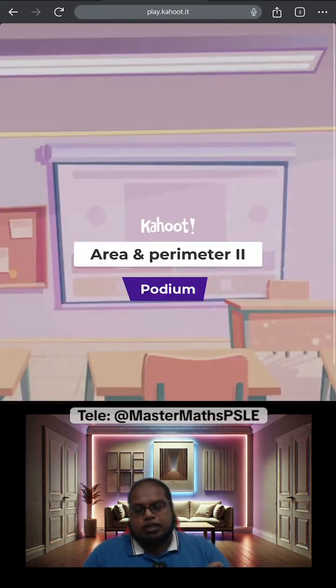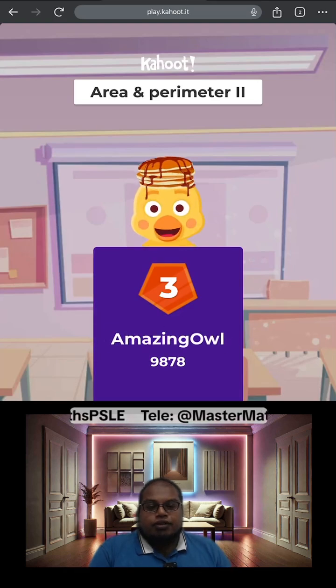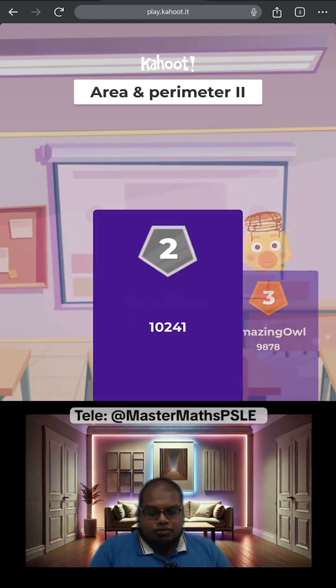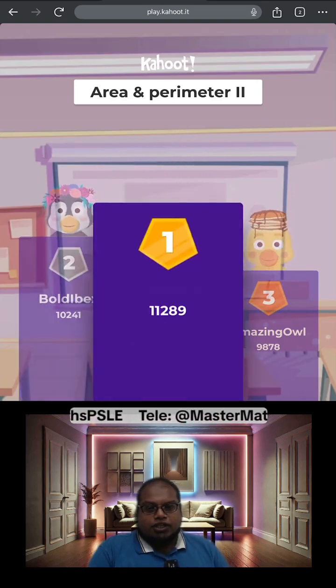Okay, now let's see the podium. Number 3, we have the amazing owl. Number 2, we have the bullbacks. And number 1, is it the rooster?